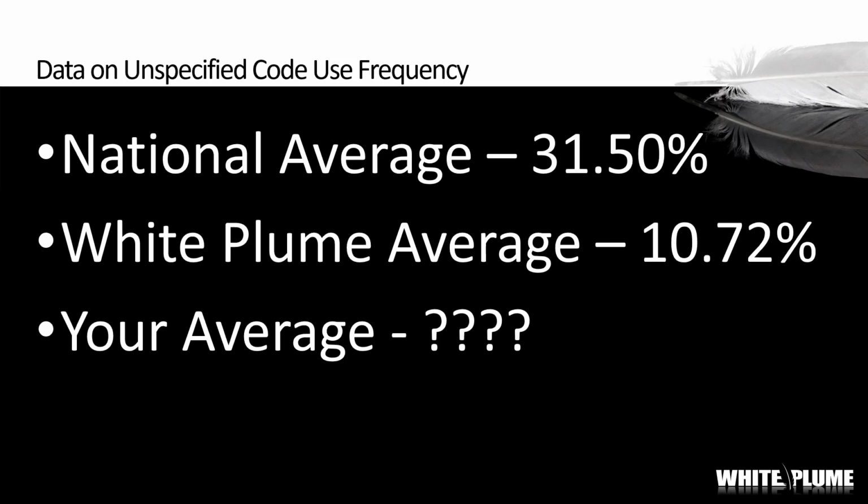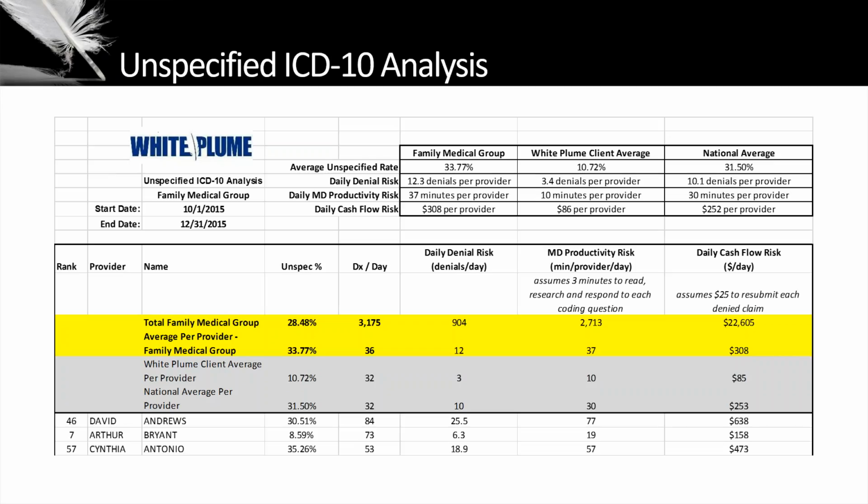And when we look at this, what we typically do is we'll show you the summary data at the top, and then we'll give you the provider by provider detail at the bottom. So at the top, you can see what the unspecified rate is for the national average, what it is for White Plume clients, and what it is for your practice. And then how that translates into denial risk, meaning if the payers denied for every unspecified code, how many new denials per day per provider would your practice see? And how does that compare to the national average?